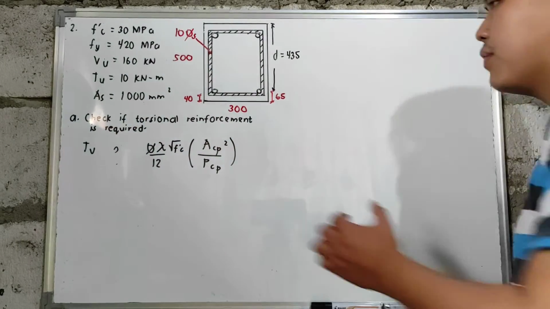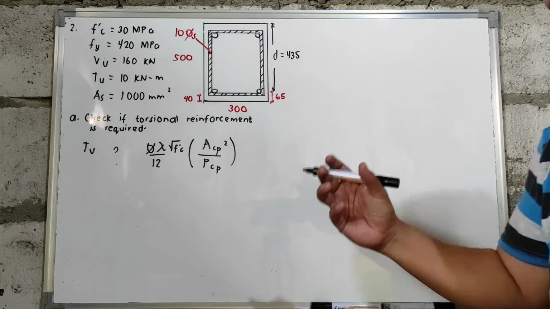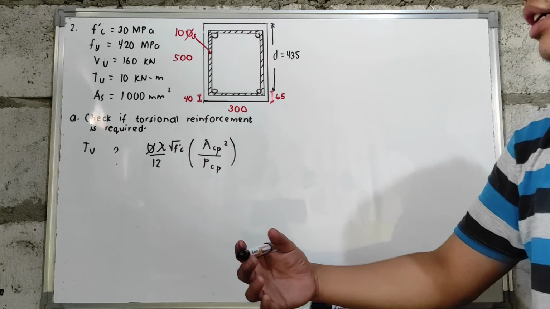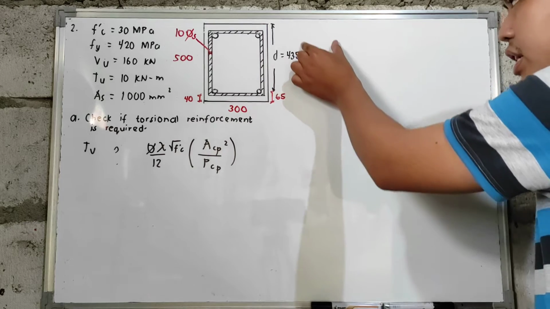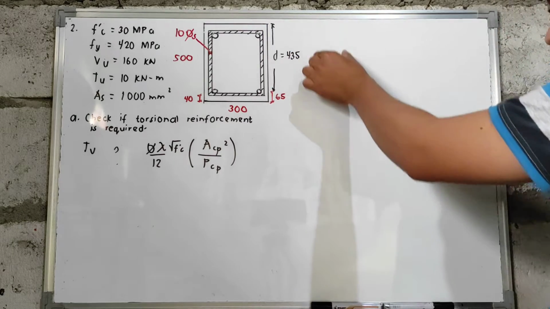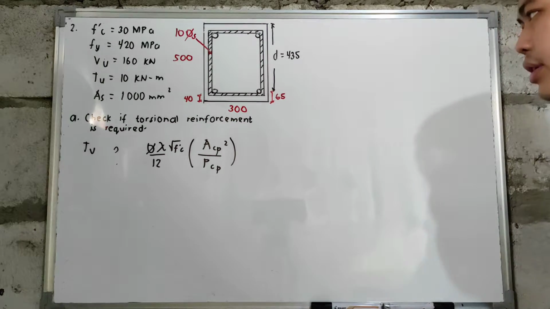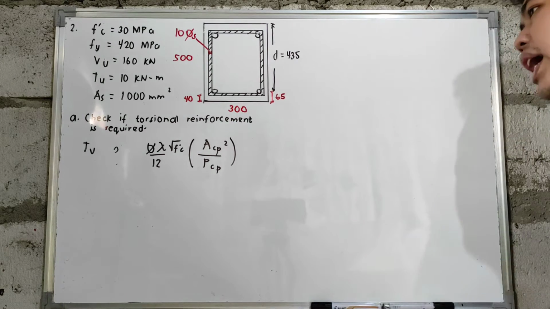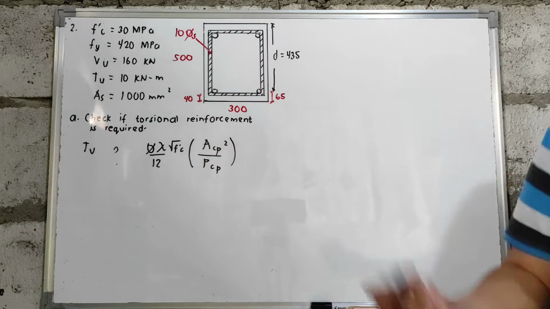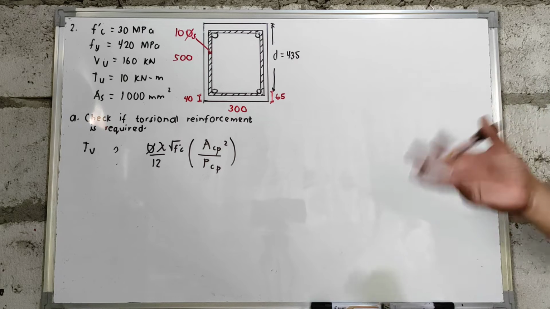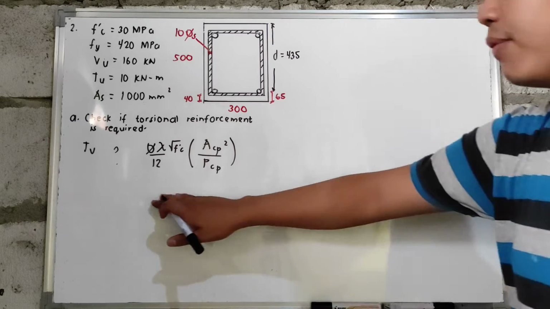And in computing for the value of your Vu, same lang yung application natin dun sa pagkuha natin ng value ng Vu dun sa shear na diniscuss natin last time, na kinukuha natin yung Vu at a certain distance d, nagka-cut tayo dun sa beam natin at a distance of d from the face of your support. And from that section, kinukuha natin yung value ng shear, which is yung Vu natin. And yung Tu, ganun din naman yung principle natin. Kumukuha mismo tayo dun sa critical section. So, let's go back to the formula.